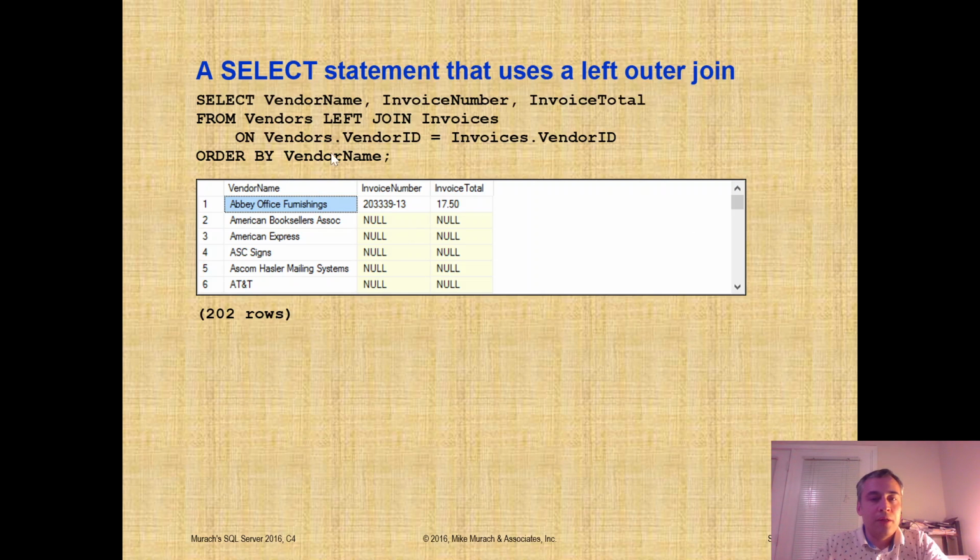Here is an example. We are doing left join of vendors and invoices. We're choosing certain columns that you can see on your screen, and we're joining on vendor ID as we did previously. So let's examine the results. So for Ebby office furnishings, there is an invoice number and an invoice total. For other vendors like American Booksellers Association, there was no corresponding invoices and hence no invoice number and invoice total, so there is no values there.